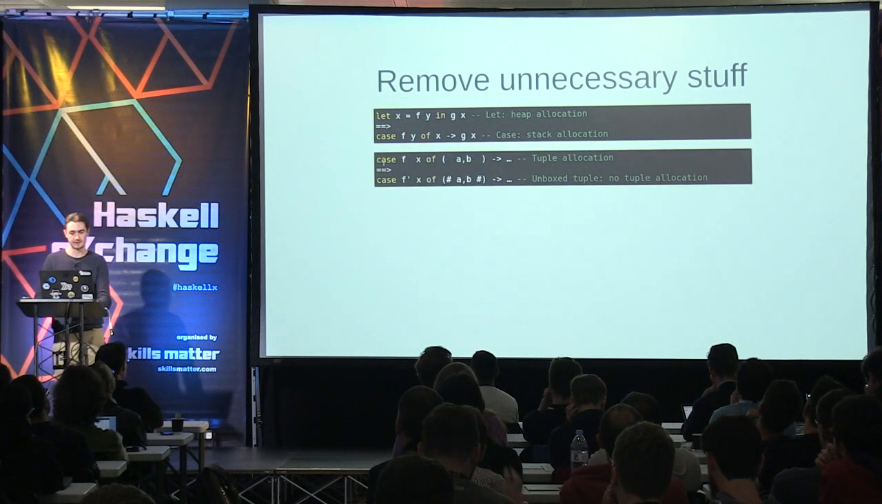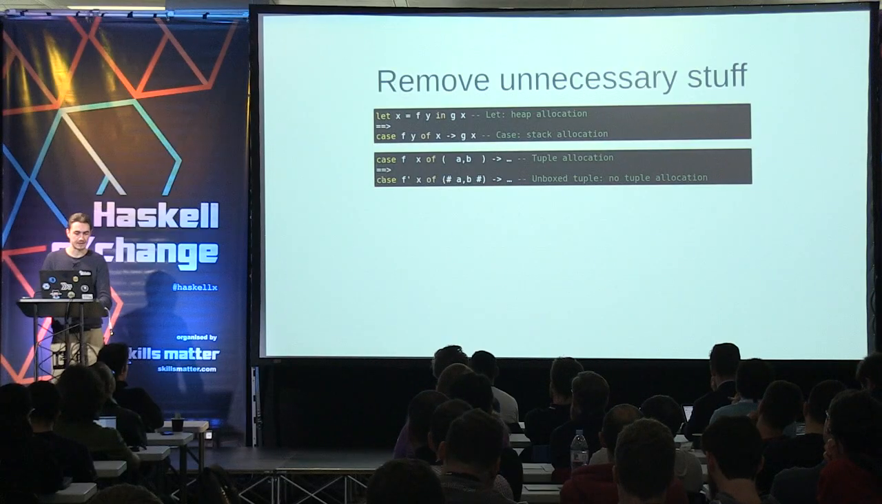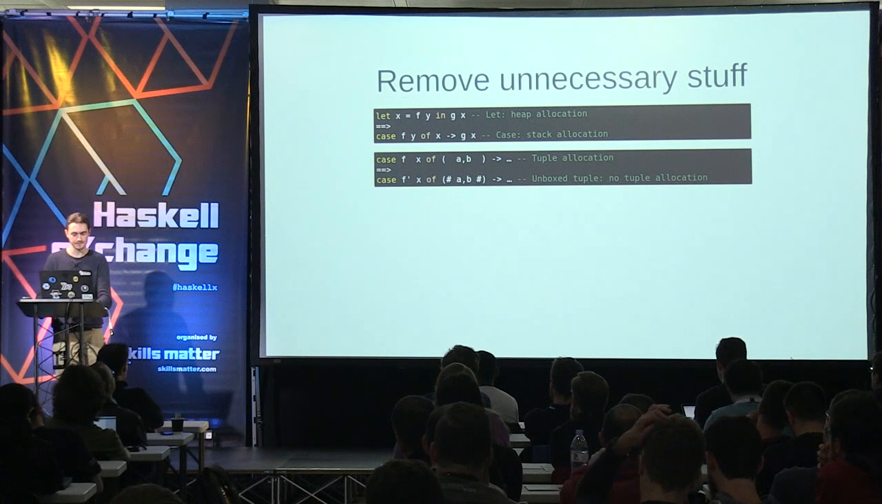So before we had case f x of tuple, which means calculate f x, then allocate a tuple, put the two values in, and then case match on it again. Whereas when we have an unboxed tuple, this f prime x, we'll just put the two values in two locations and immediately case match on it, resulting in just no allocation at all. So this case is kind of free. I mean, we pay the cost of applying f, but we don't pay the cost of a tuple allocation.